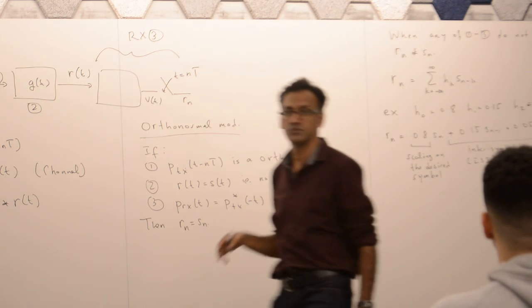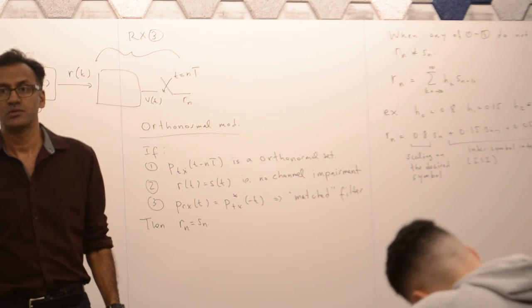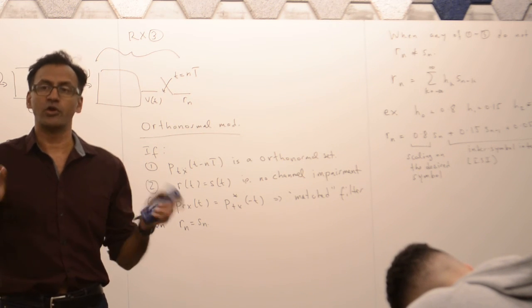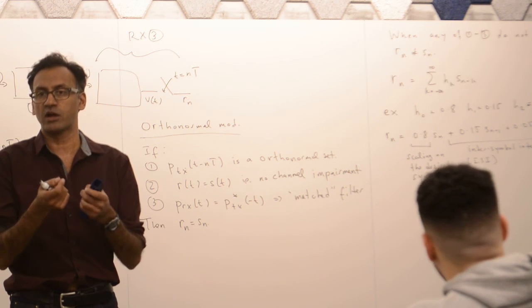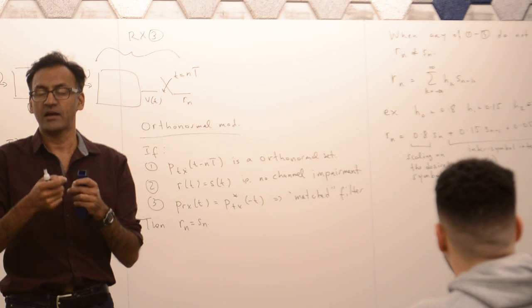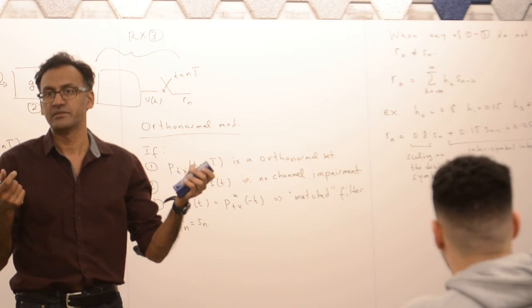How about if we only have 0.8 S[n] without S[n minus 1]? Then it would also be considered no ISI. That would be nice, because if that occurs, then you can always recover S[n] from R[n] by just dividing by 0.8.